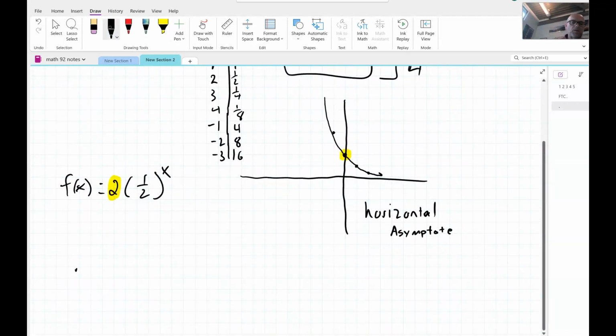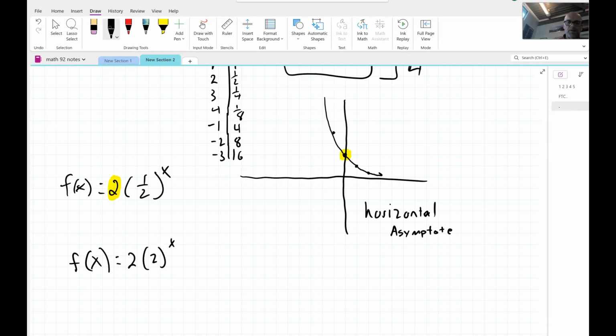So remember, the other one we did in class was f of x equals 2 times 2 to the x. If you remember in class, we graphed that thing. We found out that it looked like this.